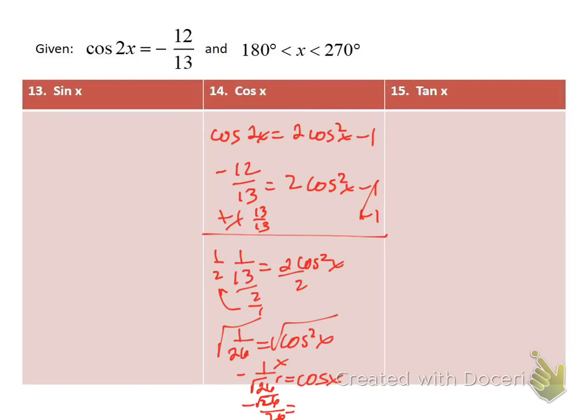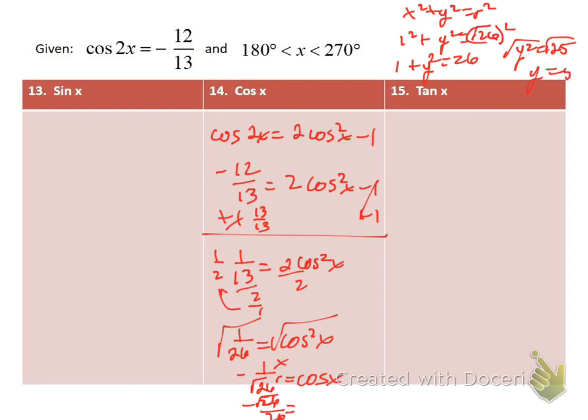So I can come up here and say x squared plus y squared equals r squared, where x is 1, y we don't know, r is the square root of 26, and square that. Remember, when you square a square root, you just get whatever's inside. So y squared is equal to 25. Now we're going to square root, and so y is 5, which means that sine is 5 over the square root of 26. We're in quadrant 3, so it's got to be negative, and then we can rationalize.